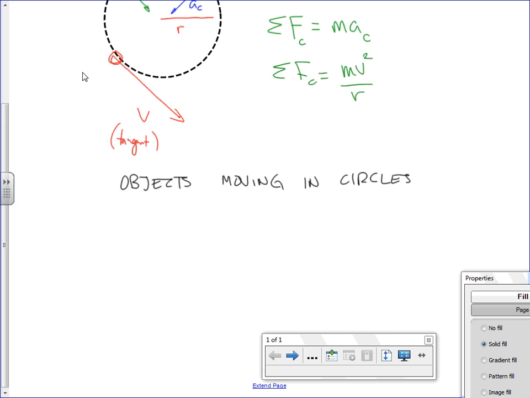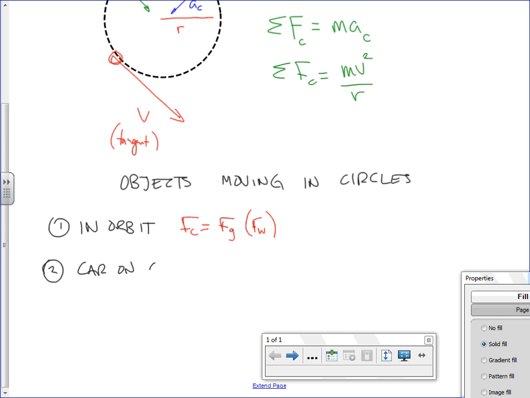Objects moving in circles. All right, a couple cases. One, an object in orbit. Well, gravitational force is the centripetal force, or weight force, which is a gravitational force, is the centripetal force. That's why planets are able to move in their orbits, because of the gravitational attraction between the sun and the planet.